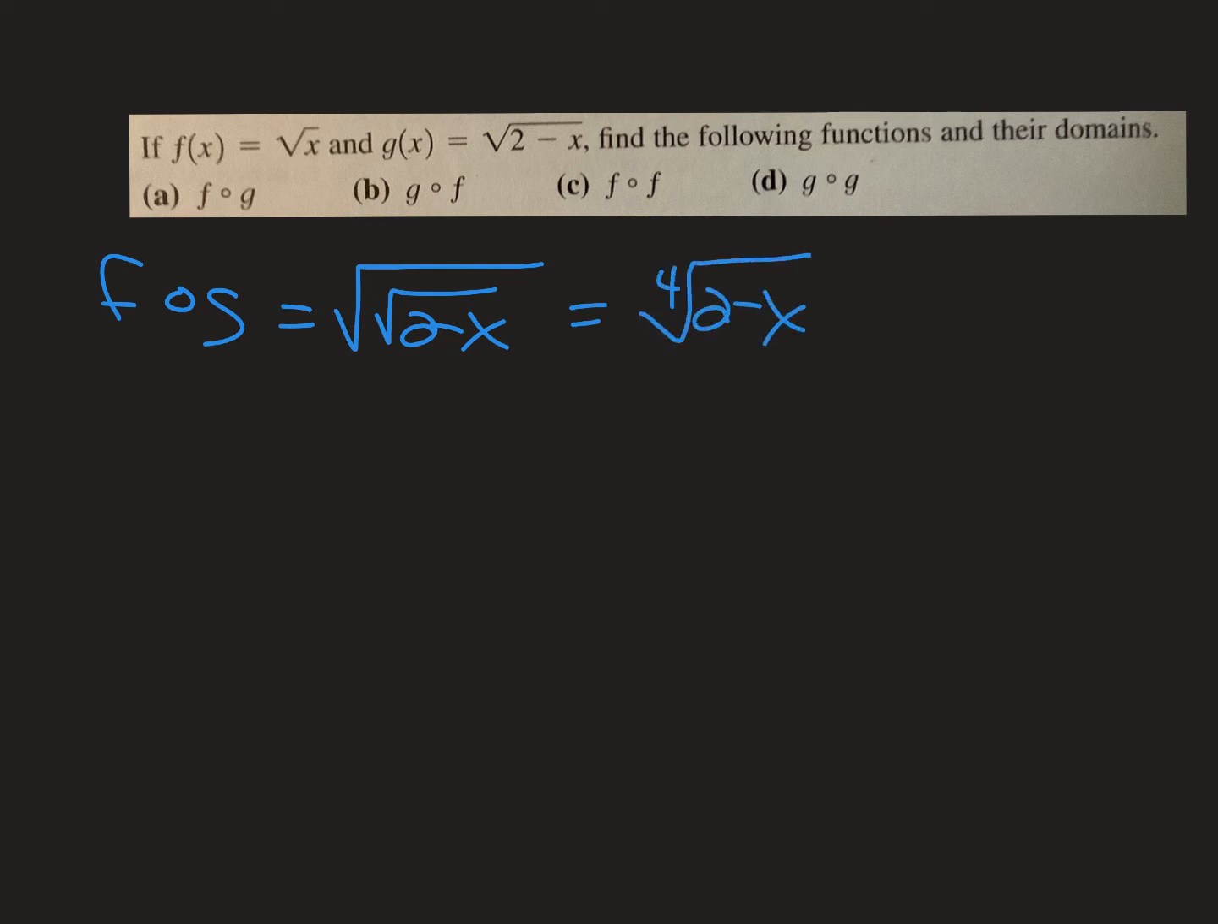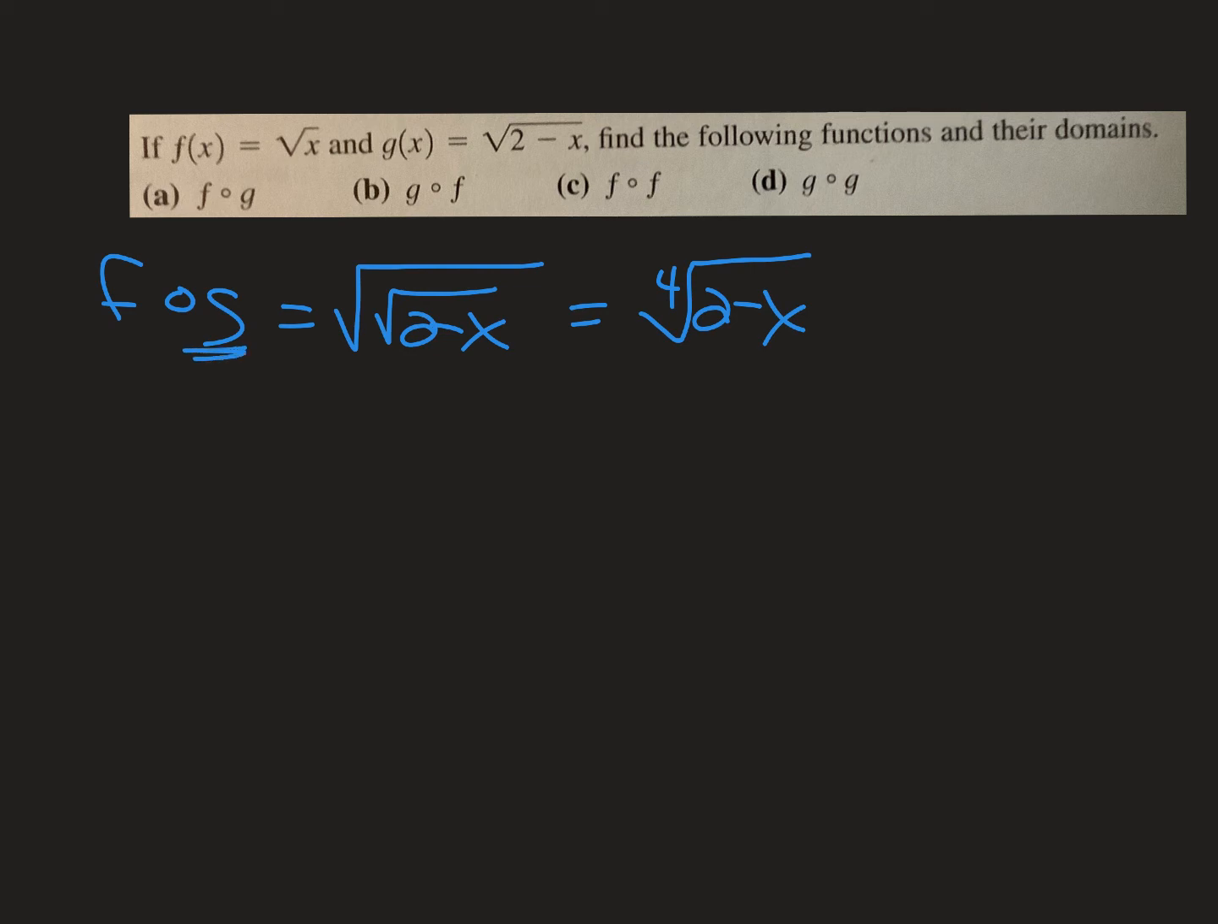Okay, really watch this one. Find everything you see there and find their domains as we go through. So I'm going to find f of g, g of f, f of f, g of g, all that stuff, and find their domains. So watch how this works. First of all, A says f of g, which means I'm plugging g into f. So I'm going to get the square root of 2 minus x. Okay, so I basically just plugged g into f. Now, what that really equals, because it's 2 square roots, it's really a 4th root.